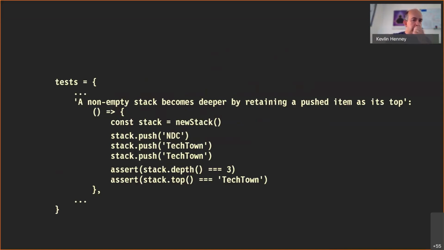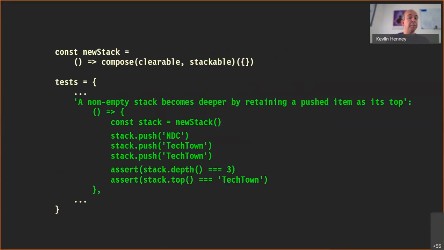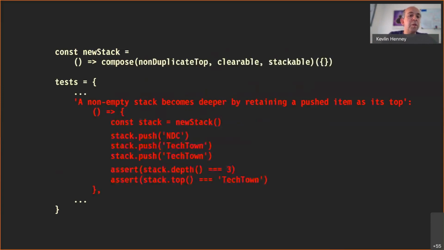When I do this and I compose, I have my conventional stack that has clearing operations and things like that, then the test passes. When I also mix in a non-duplicate top, the test fails because we tried to push TechTown onto it twice and it ignored the second one because it's a non-duplicate top. Therefore, depth is 2 rather than 3 and the test fails. That's the key idea. LSP is actually a testable proposition.